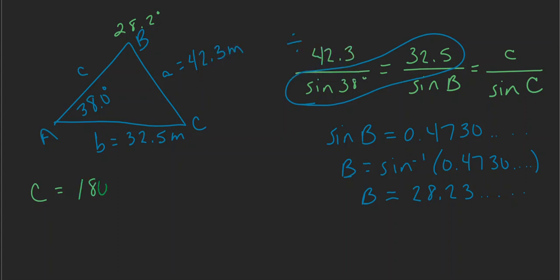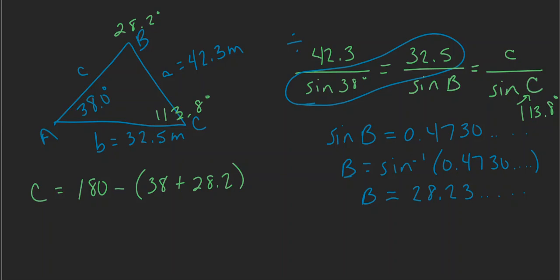I'm going to do 180 minus the 38 and the 28.2. So I have an angle C of 113.8 degrees. Now I still need to find side C, so I'm going to go ahead and plug in 113.8 degrees for angle C. And then I'm just going to do my cross multiplication again.